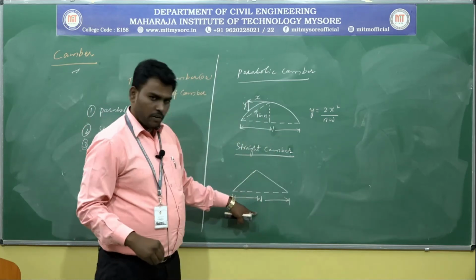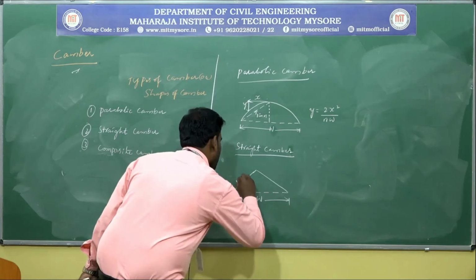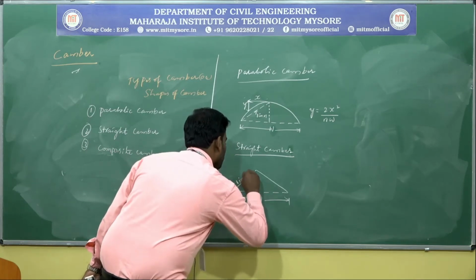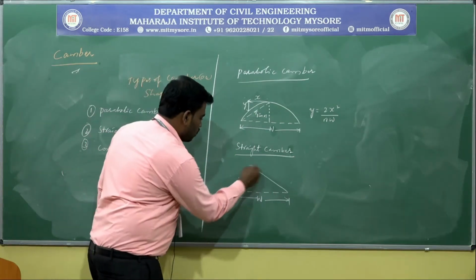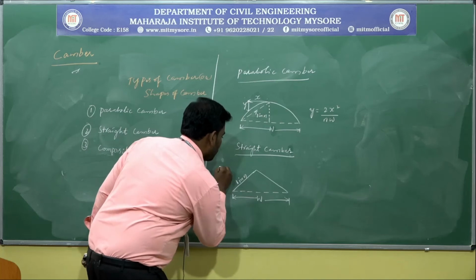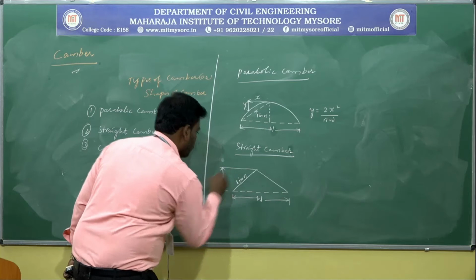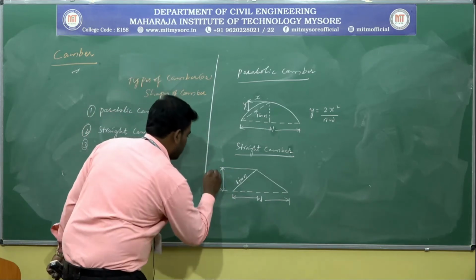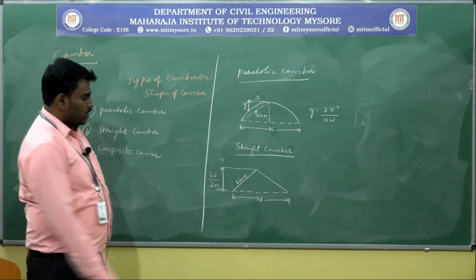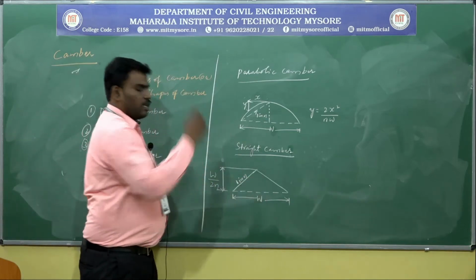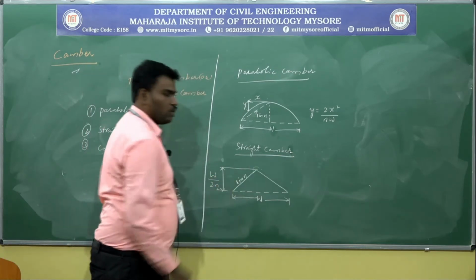So this is the width of the pavement W, and 1 in n is the amount of camber. Then this is the crown. If you want the height of the crown, it is W by 2n. This is the height of the crown from the road surface. Crown is this one.